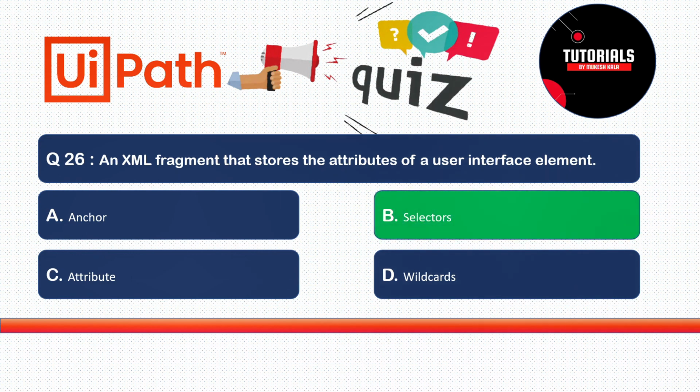Whenever we talk about user interface automation, which is also known as UI automation, UiPath Studio automatically generates something called XML fragments, and in UiPath these XML fragments are known as selectors.